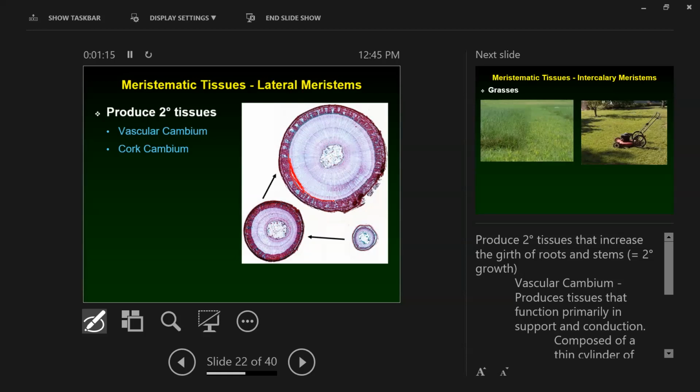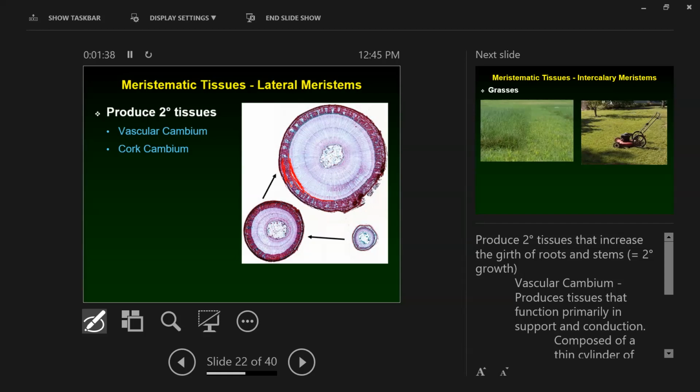Cork cambium is, I don't know if you can see that dark ring here, that goes all the way around again. So it's further out, and the cork cambium is going to produce bark. Okay, bark tissue, which is primarily for protection.